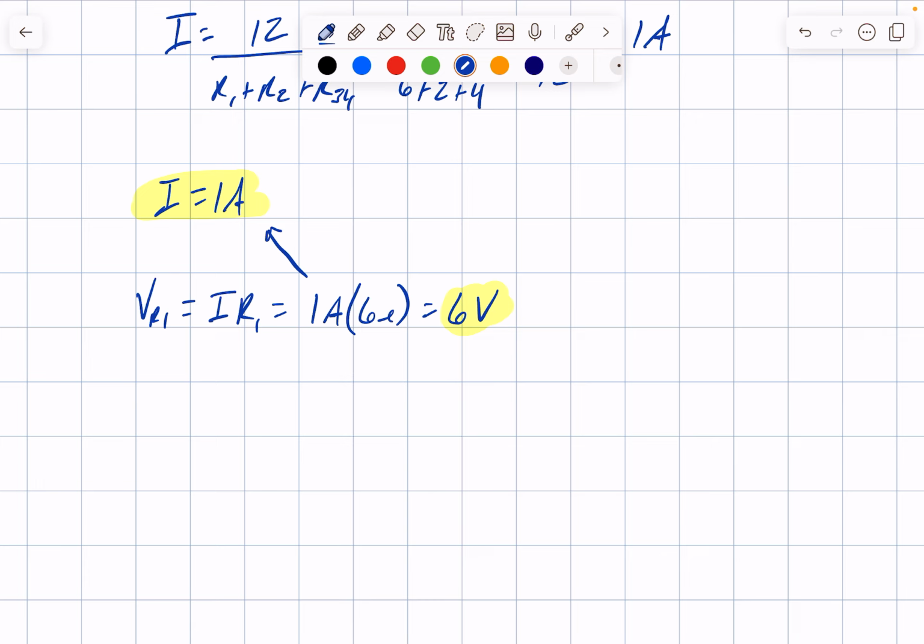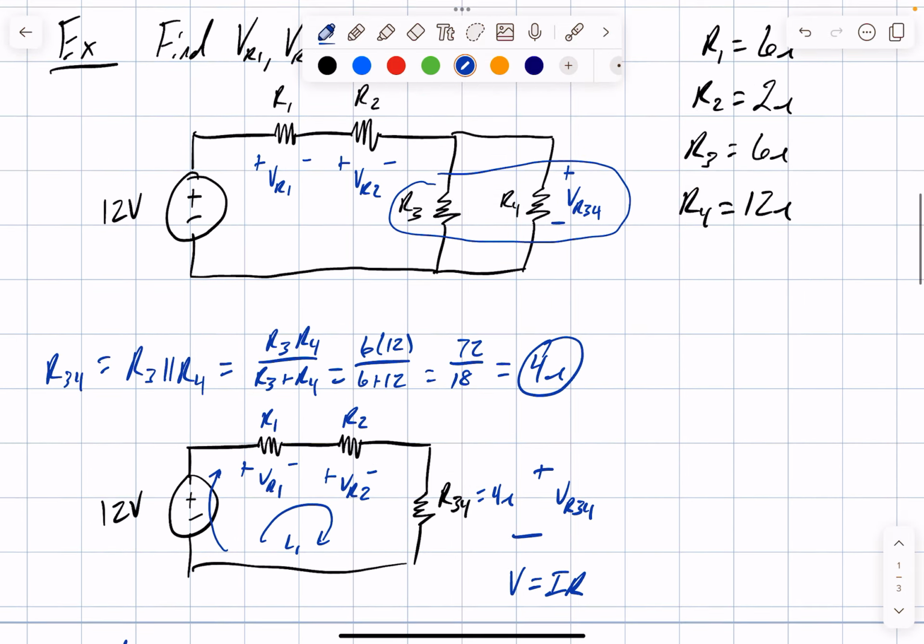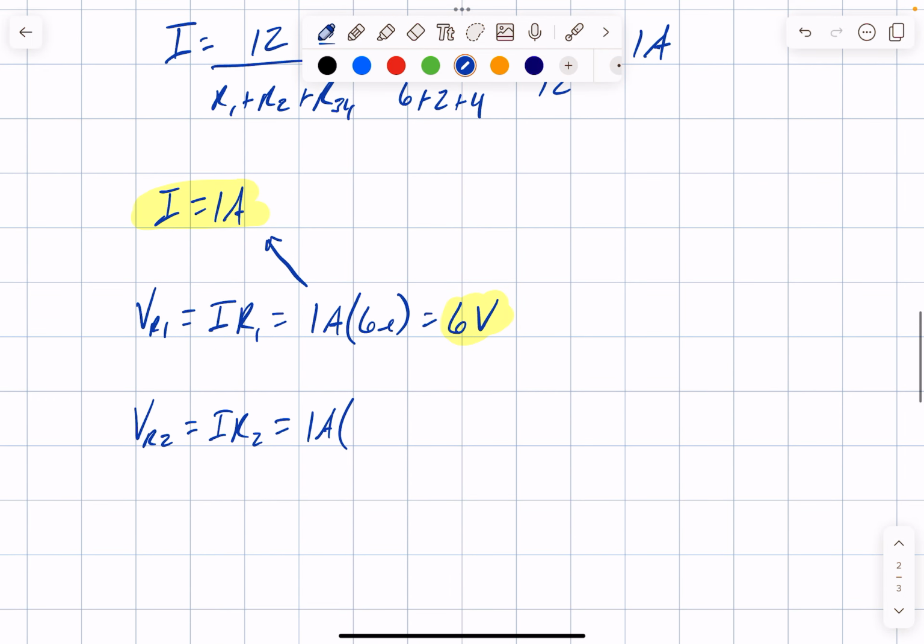And same thing for the second resistor. We can say VR2 is equal to the current times the value of the second resistor, which will once again be 1 amp, because as we said, the current for the whole circuit is 1 amp. And then we multiply that by the value of the second resistor, which is 2 ohms. And then 1 times 2 is simply 2 volts.